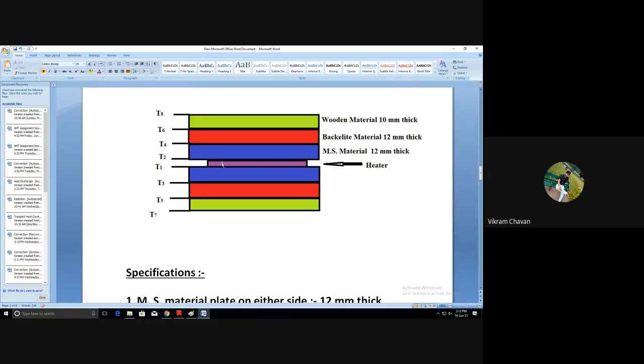Okay, this is the heater, and after the heater, a 6 mm thickness aluminum plate is provided, and then our main composite wall will start in the downward direction and also in the upward direction. Now the thermocouples are placed to sense the temperature at the middle of each plate.